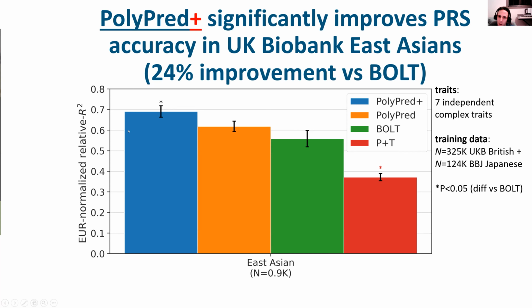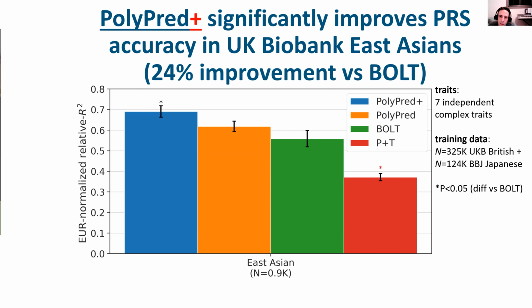Sorry, the colors are mixed here, sorry for that. But now PolyPred+ is blue, and you can see that PolyPred+ gets a very impressive relative improvement versus PolyPred itself, and of course also over BOLT-LMM. Actually in this case, the improvement of PolyPred, orange versus green, is not significant, but the improvement of blue versus green, so PolyPred+ versus BOLT-LMM, is statistically significant, even though it's a pretty small cohort of only 900 people. So yeah, PolyPred+ does a very nice job in improving over PolyPred itself.